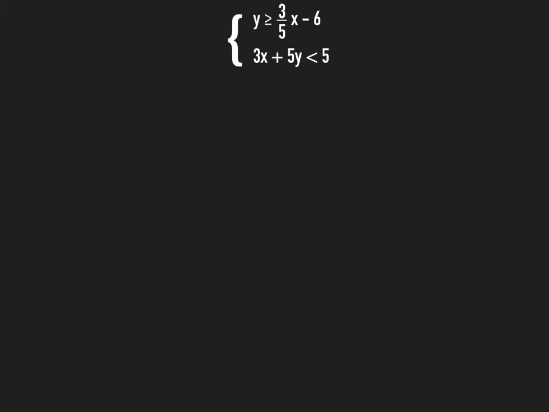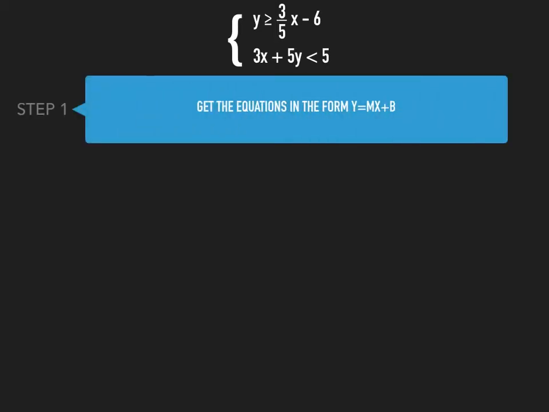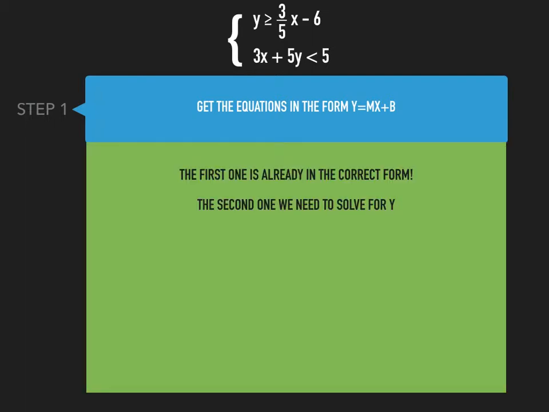Okay, let's try another example. So step 1, get the equations in the form y equals mx plus b. So note that that first one is already in the correct form, but the second one we need to solve for y to get it in the form y equals mx plus b.